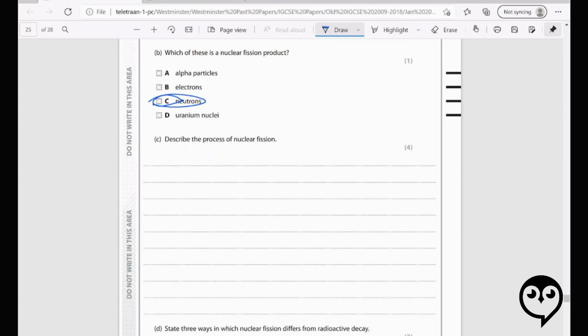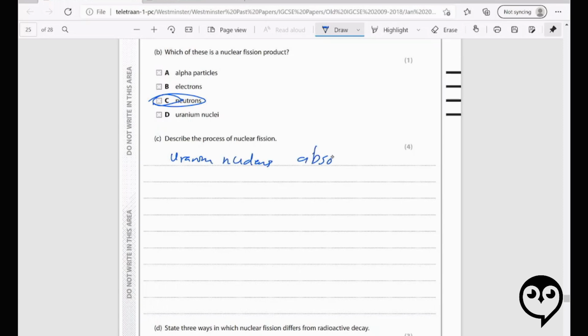Neutrons. All right, the process of nuclear fission. Let's talk about one thing that I think a lot of people forget, that in this case the uranium nucleus will absorb a neutron. Okay? And that absorbing of the neutron makes it unstable because of this ratio of neutrons to protons.